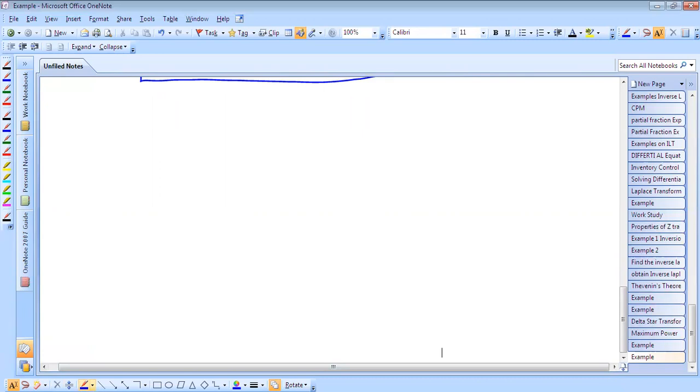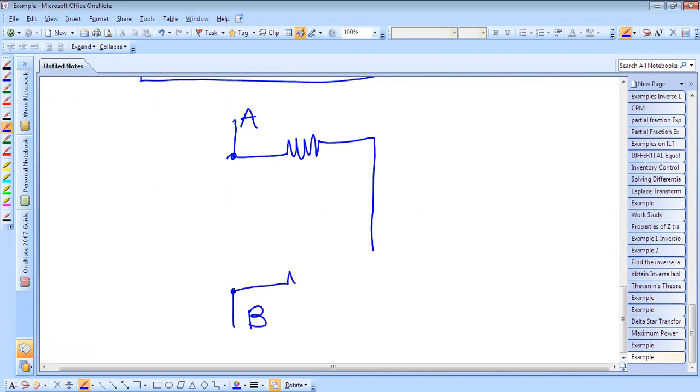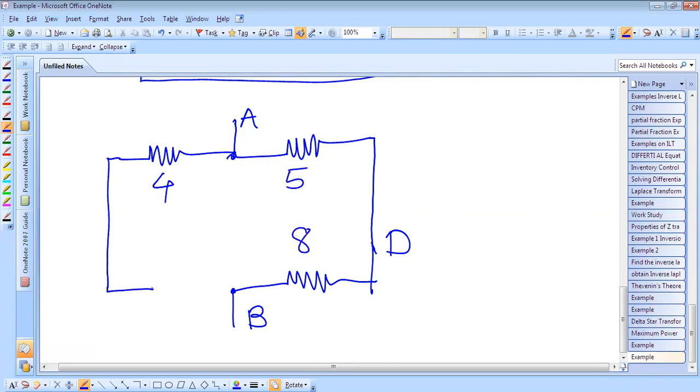So I will just mark this terminal A, this terminal B. Okay, so this AB terminal is there. So this is the D point, from B to D. We also, this is the D point, suppose. Okay, and again similarly here it is 4 ohm, this 5, this 8. I have just redrawing these circuits.